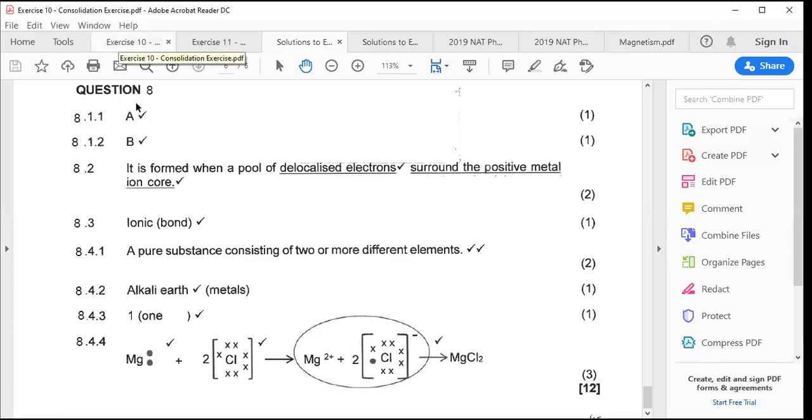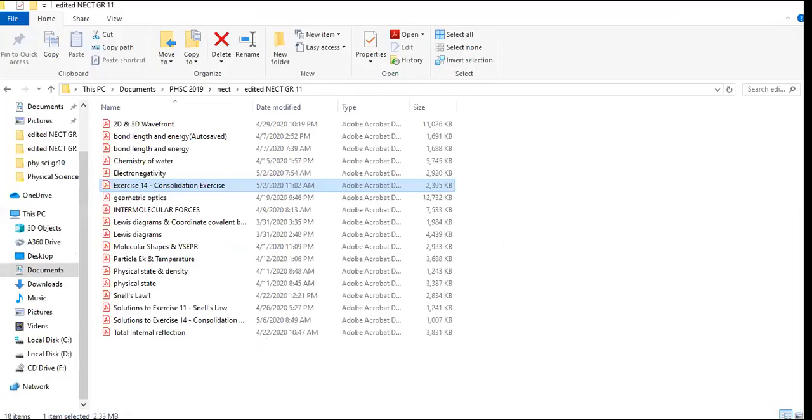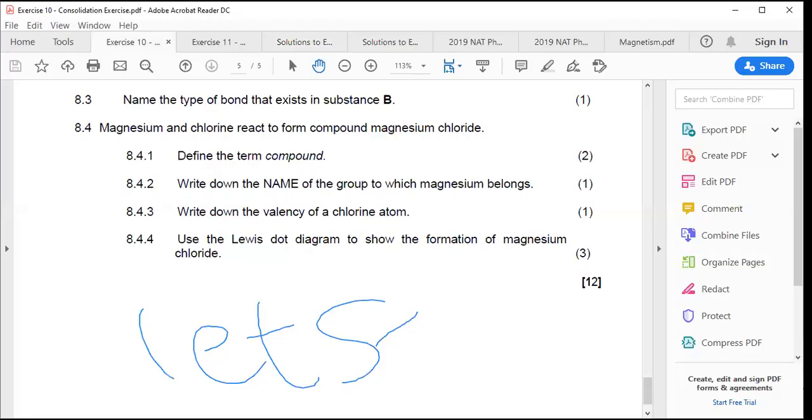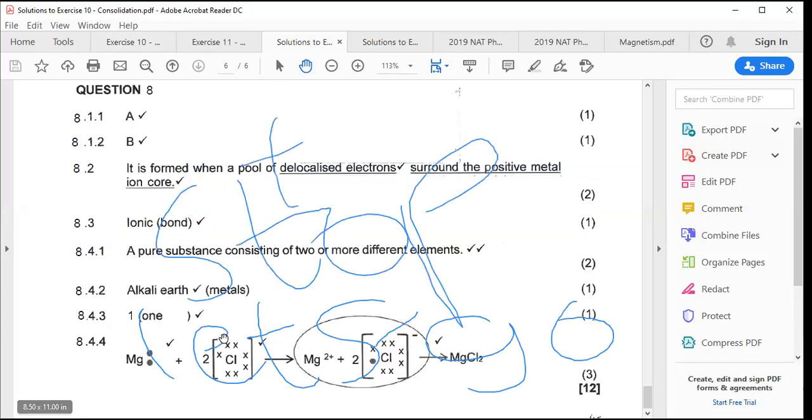Okay, we move on to the last one. The last one says use a Lewis dot diagram to show the formation of magnesium chloride, which is an ionic compound. So here magnesium is going to donate electrons to chlorine. So what are you going to have? You're going to have your solutions.